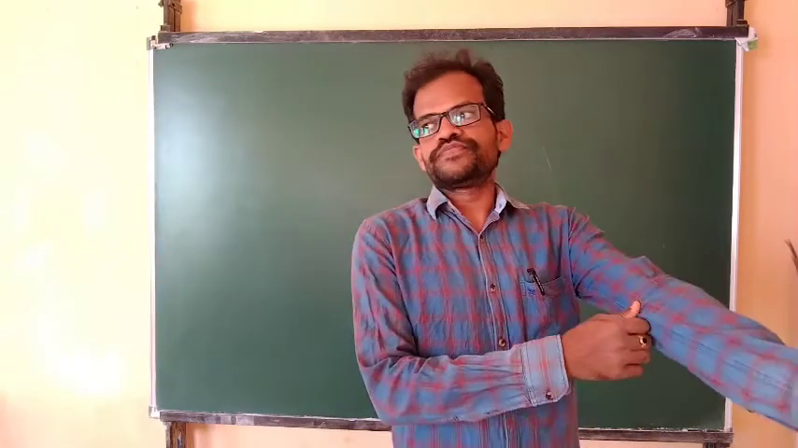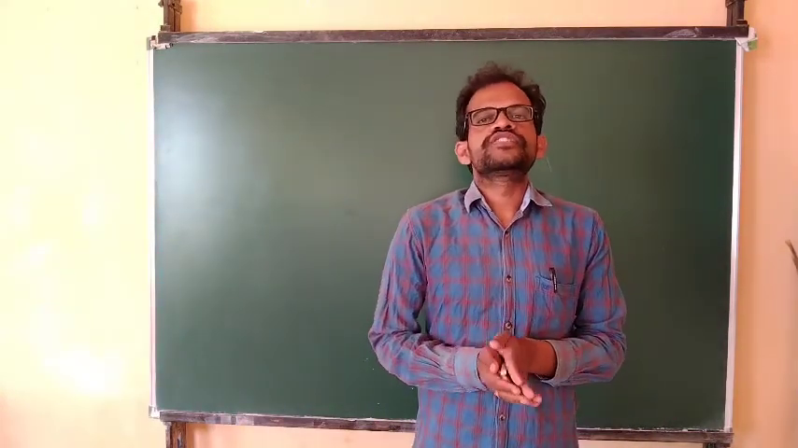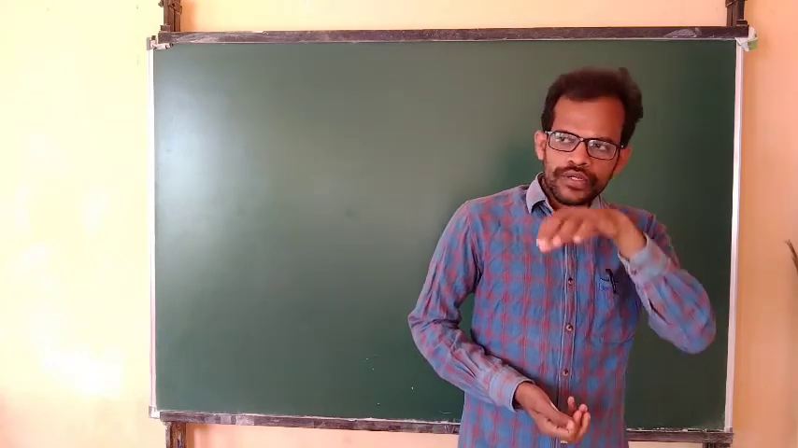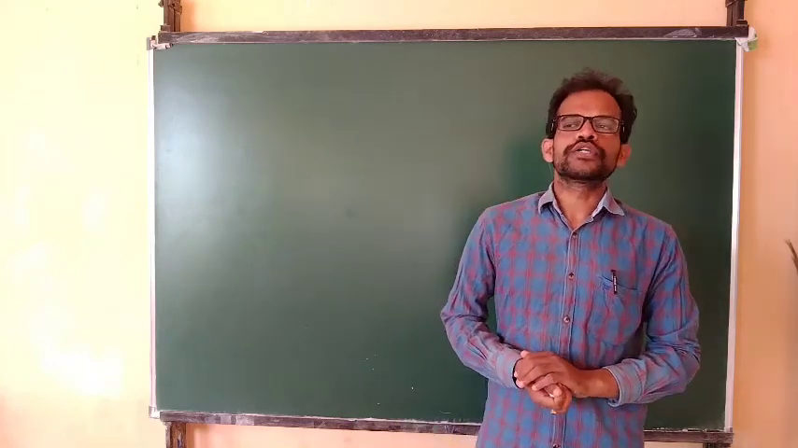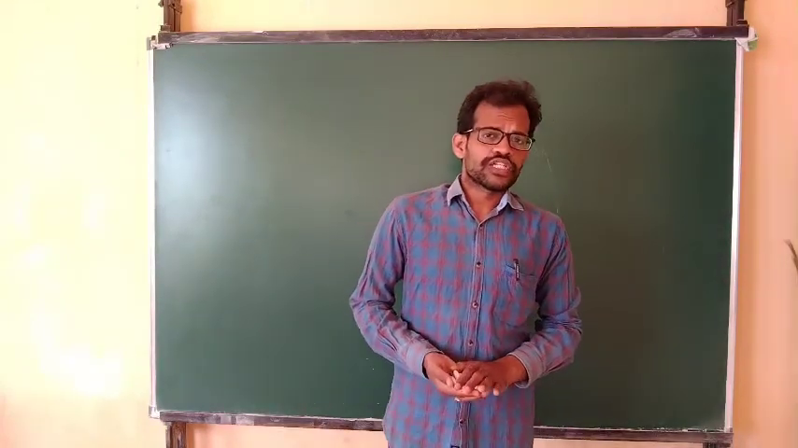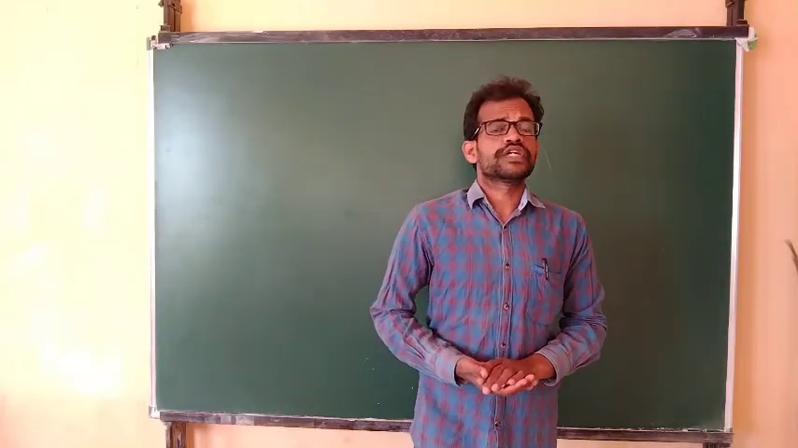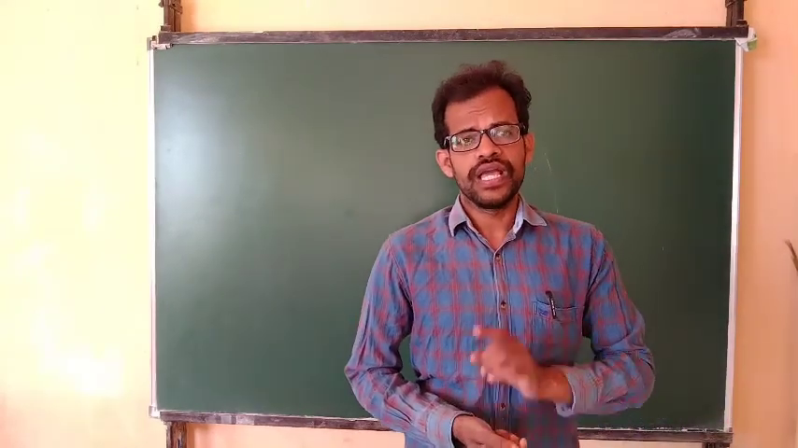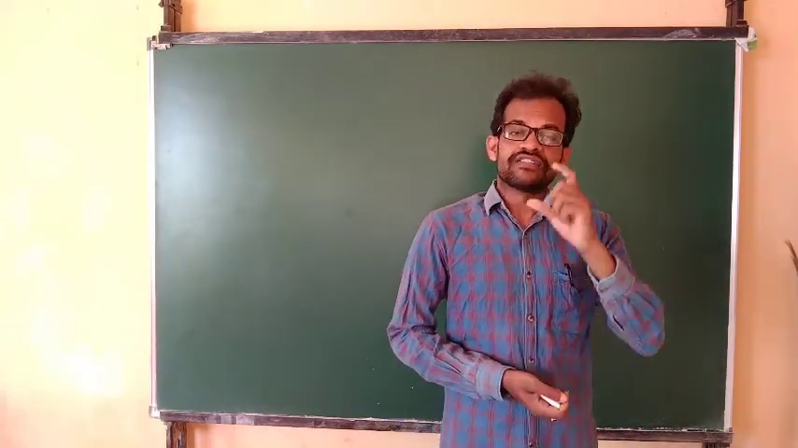Good morning, students. Yesterday we already started with the structure of the human eye. Today we continue with the structure of the human eye. What parts are present in the human eye? The first part of the human eye is known as the sclera. It is the white part.